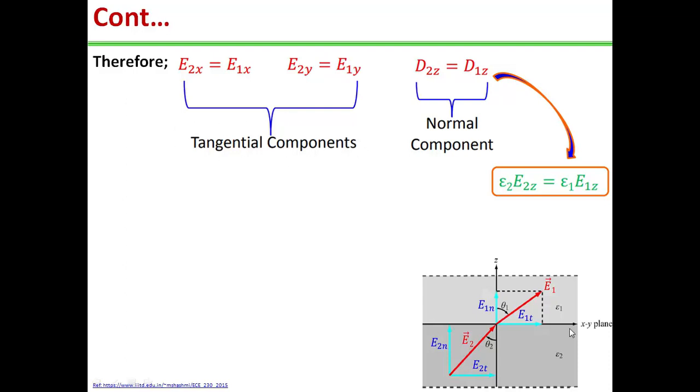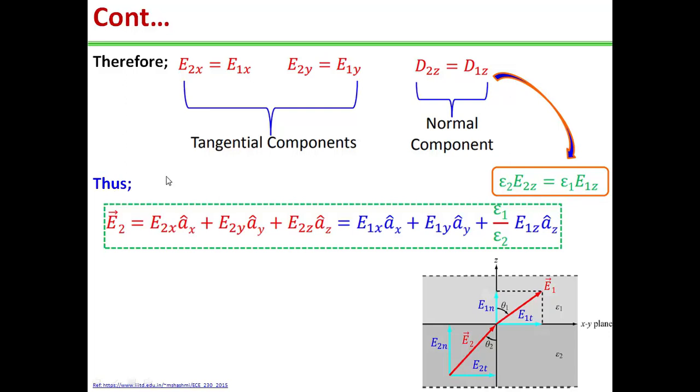The reason is that the interface is charge free, so the electric field is continuous in the tangential component, whereas the normal component of the electric flux density is continuous. So we can write D2z = D1z, because the z component is normal to the surface, so the electric flux density is continuous there. In terms of the electric field, we can write epsilon 2 E2z = epsilon 1 E1z, where epsilon 2 and epsilon 1 are the permittivities of medium 2 and medium 1 respectively.